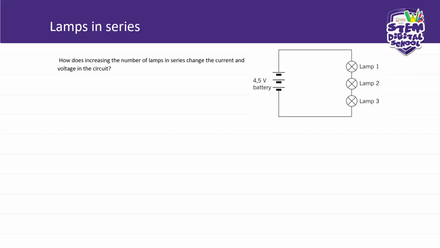How does the increasing number of lamps in series change the current and voltage in the circuit? We did that yesterday. Can you answer this question? In your own words, in your own understanding, tell me how the increasing number of lamps in series change the current and voltage in the circuit.